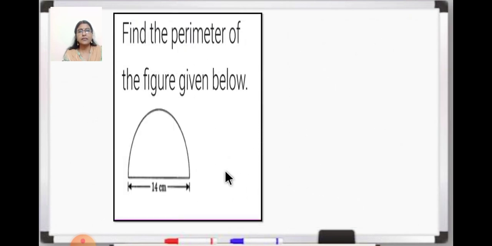Now this is a diagram type of question. So you will be given a diagram. You have to find out the perimeter. Here you have to find out the perimeter of the figure given below. So we have to find out the perimeter of this figure.